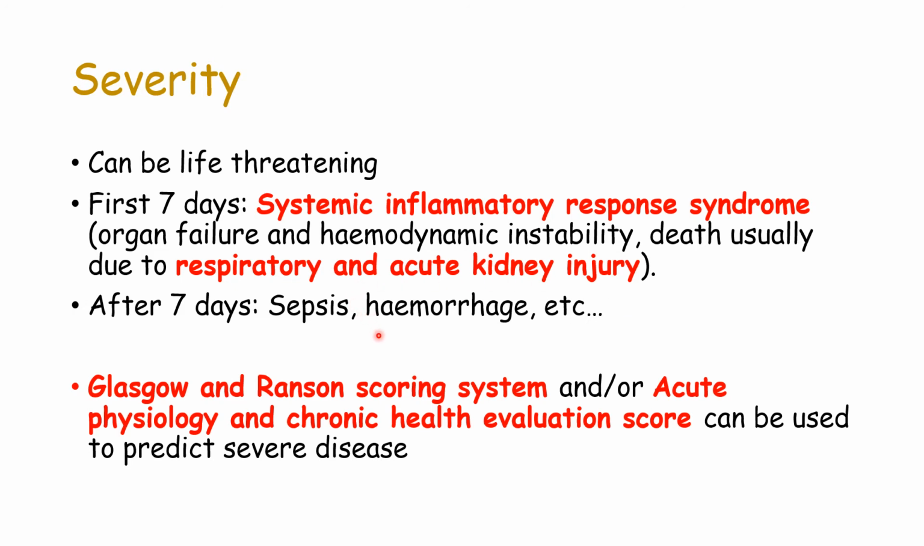So you can imagine that it can be very severe, but many cases could maybe just be not life-threatening. And for this, there's a few scoring systems that can be used to predict the severity of disease. The first one, which you can find online very easily, is the Glasgow and Ranson scoring system. Again, you can just search it up and look at what exactly they evaluate. Or also the acute physiology and chronic health evaluation score. And these can be used to predict the severity of the disease itself.